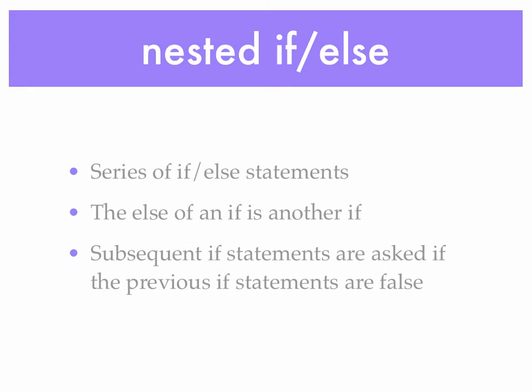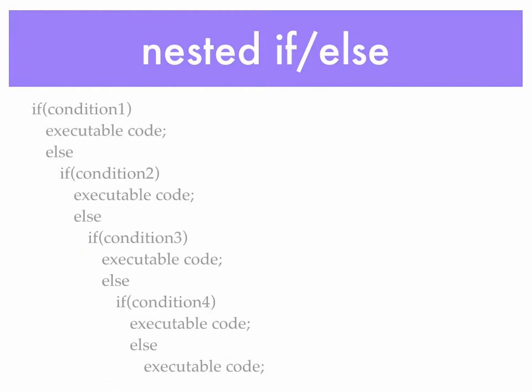Now I can have if-else statements nested. I have a series of if-else statements. The else of an if is another if. Subsequent if statements are asked if the previous if statements are false. And here's an example of a nested if-else.